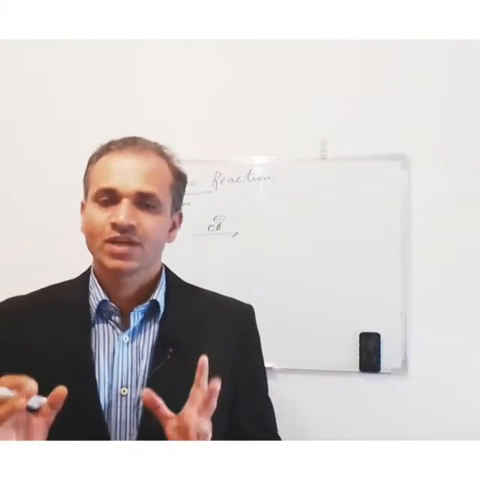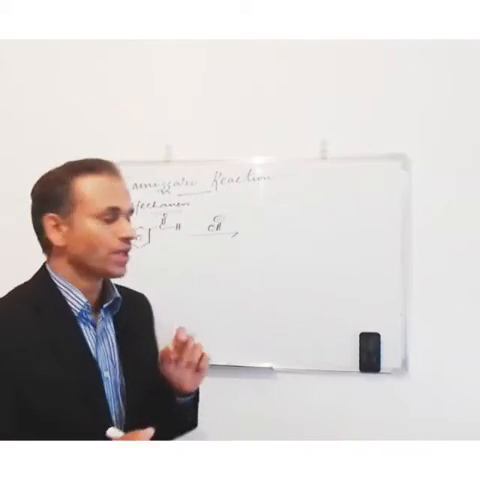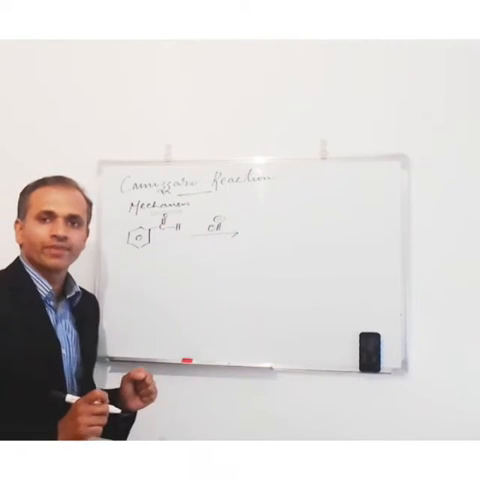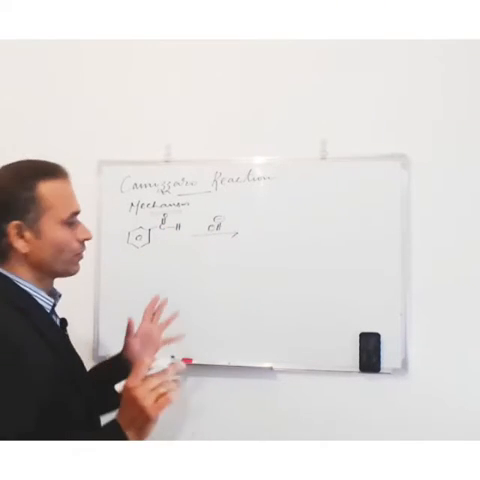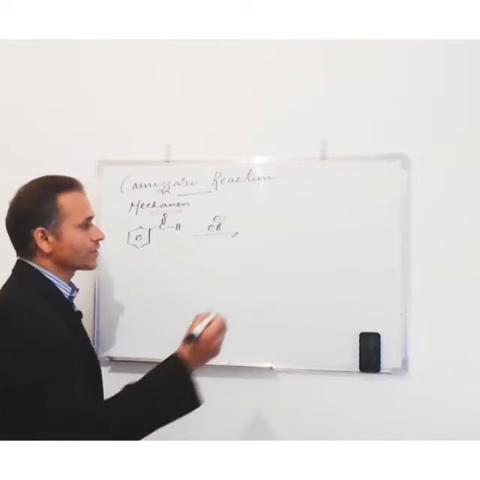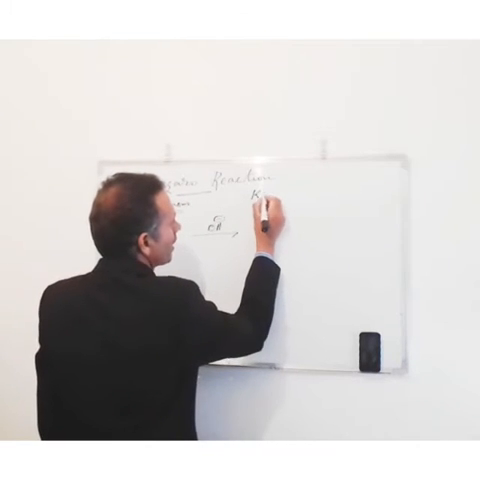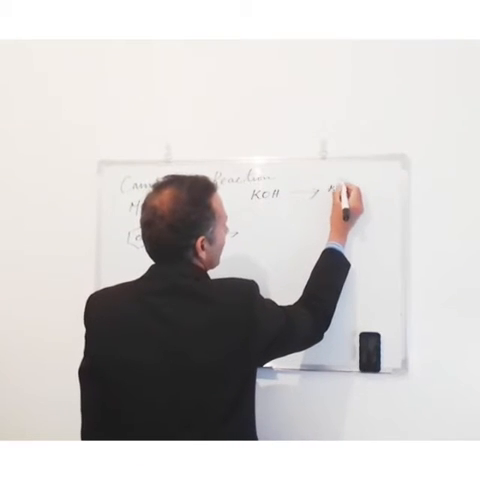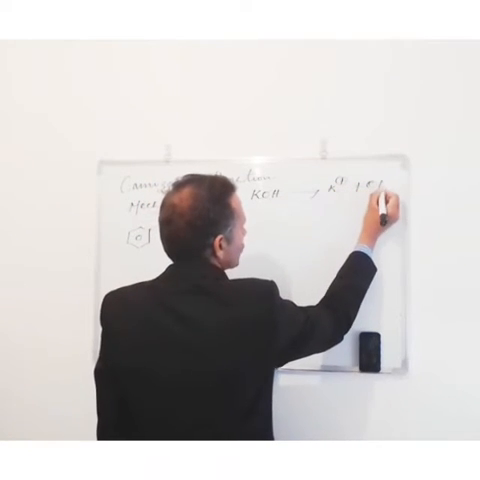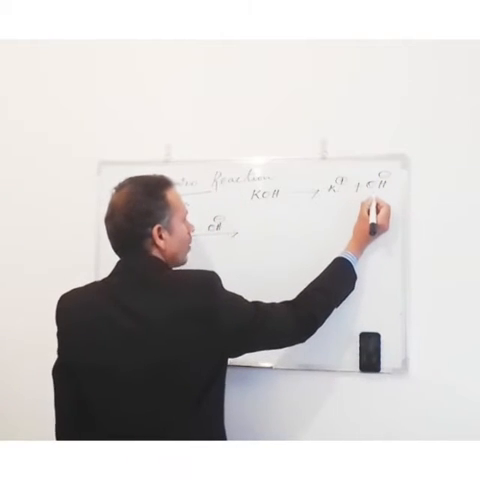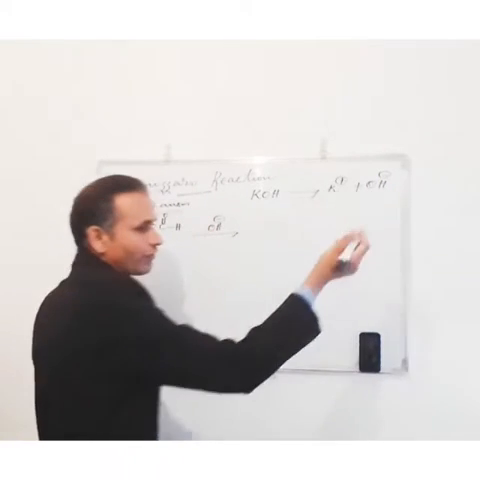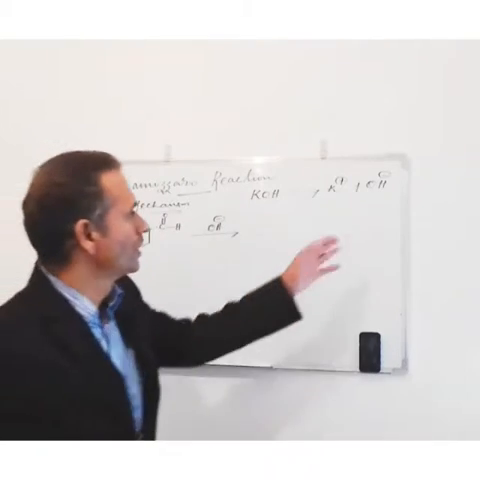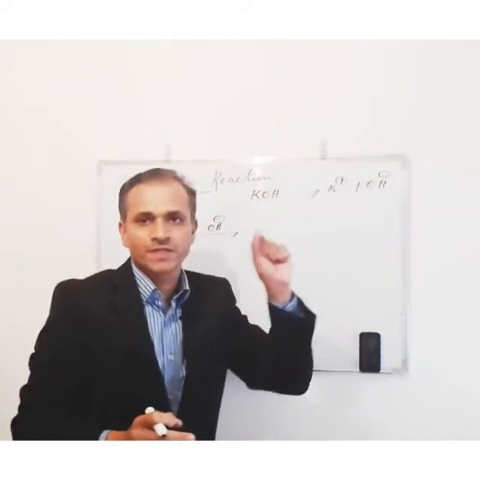Now, let's see what is the mechanism of Cannizzaro reaction. So here, benzaldehyde is treated with a strong base like potassium hydroxide or sodium hydroxide. Potassium hydroxide in aqueous solution will exist as K positive and OH negative. So here the OH negative is a nucleophile. Nucleophile means the nucleus loving agent. So OH negative is looking for a positive charge.